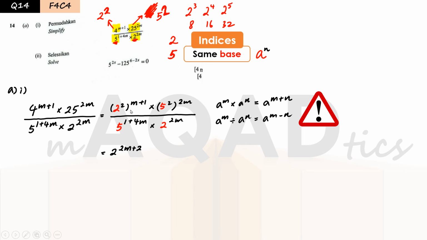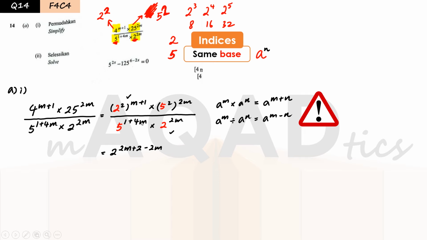And there's a value in the denominator here. If you just focus on the values that have base 2, it's like we are dividing this value. Since we are dividing, we need to minus the power. So this 2m will become negative 2m, minus 2m. So this is for the values that have base 2, which is this one and this one.